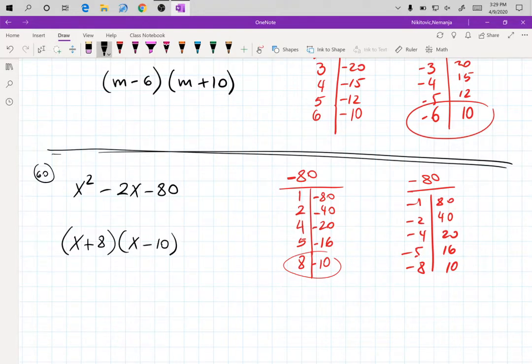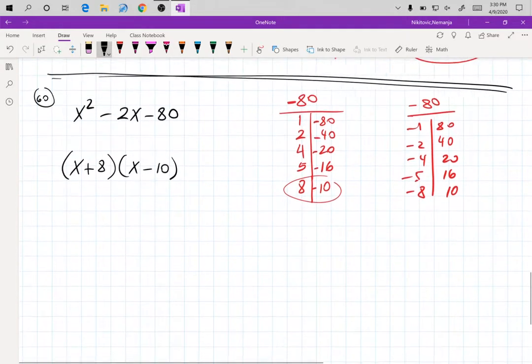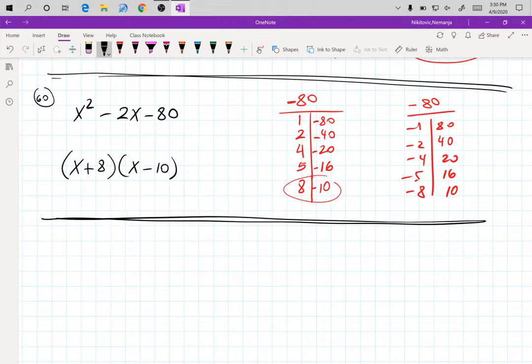It's a very structured procedure. You just need to practice, and it will be good.